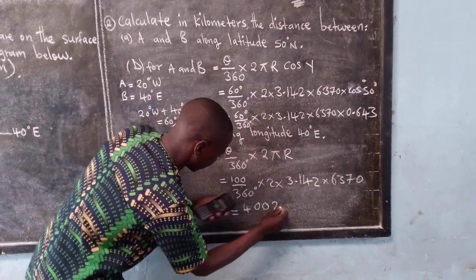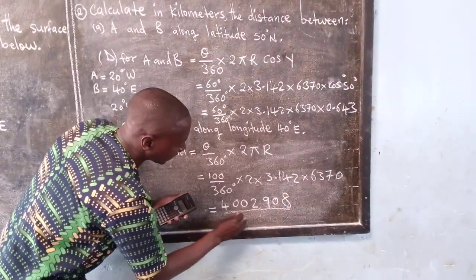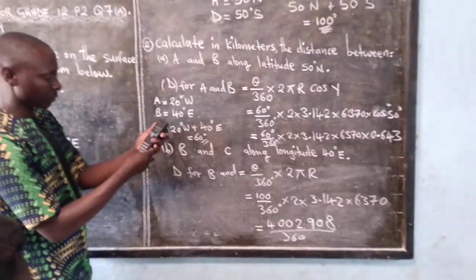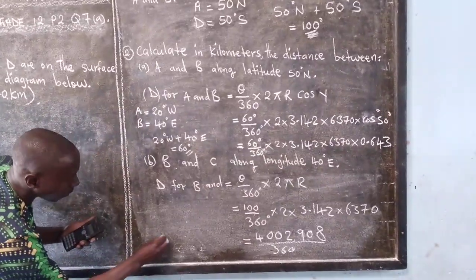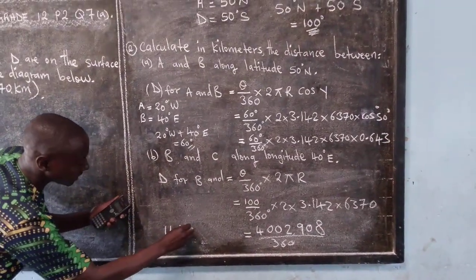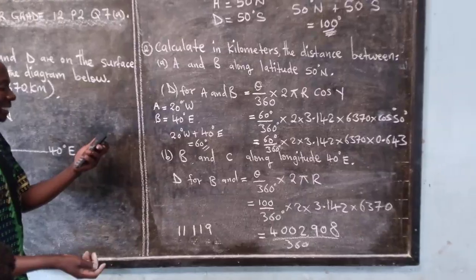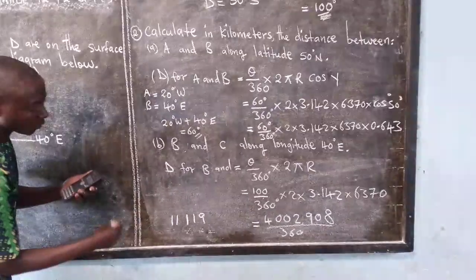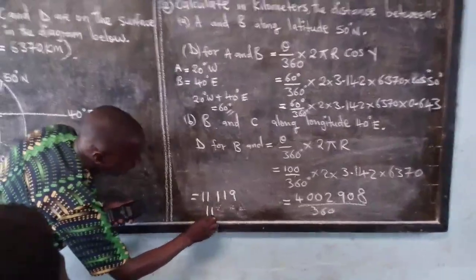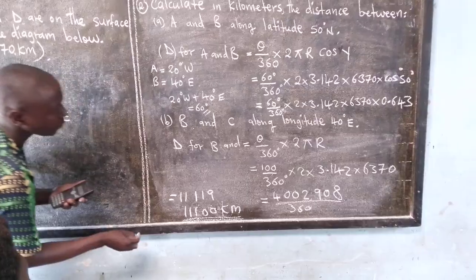And the 908 divided by 360. The answer will be 11,119. But they are saying in what? In kilometers, right? So round off to 3 significant figures. The answer will be just 11100 kilometers. This one will be our final answer for the distance between B and C.